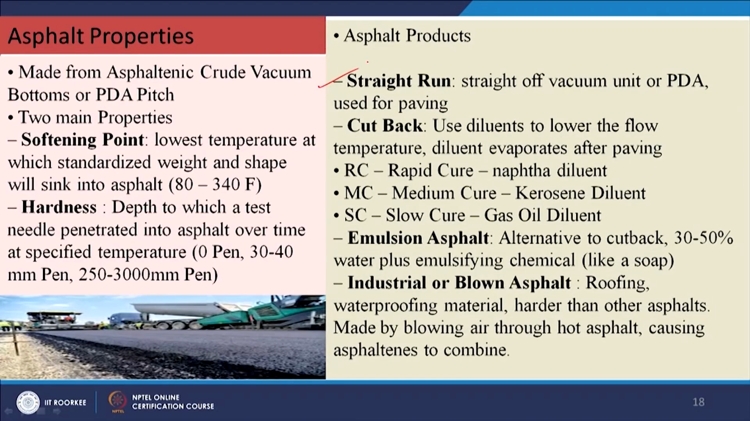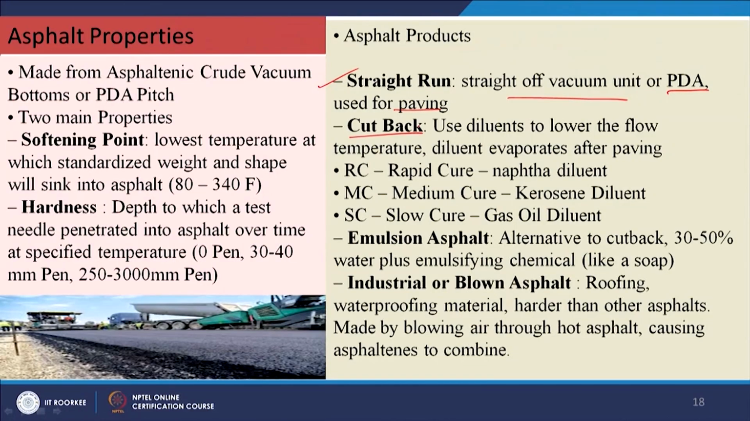Then asphalt properties. Asphalts which are present in the crude oil will be available in the vacuum residue, and this is made of some polymeric compounds, and aromatic rings are present in it, as we discussed. It may be used directly, that is straight run, from the vacuum unit, or by PDA, propane deasphalting. So, we get vacuum residue and use it directly, or we separate the lighter part from it by propane deasphalting and use the asphalt.